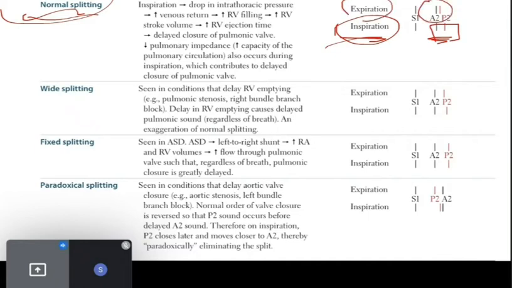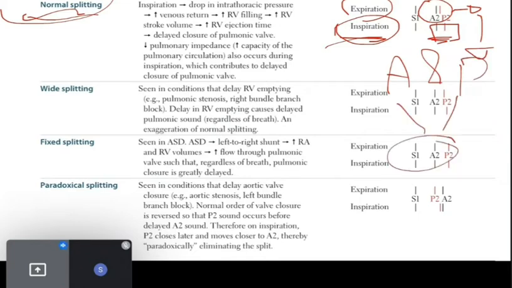Okay, no gap. So what does this mean, no gap? This means that the aortic and the pulmonary valves close together. Okay, they close at the same time. They both close at the same time. This is what we mean when we don't have a gap.